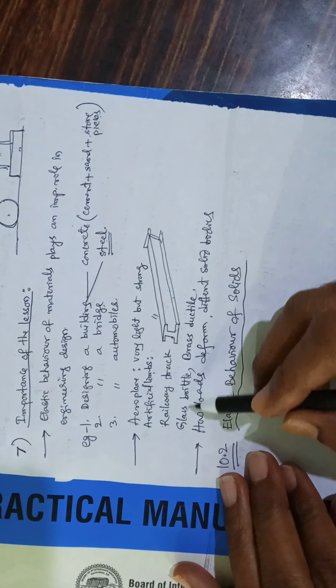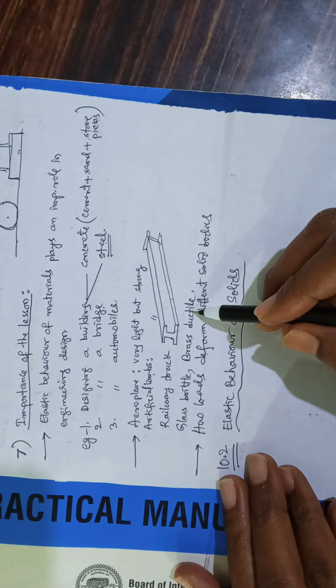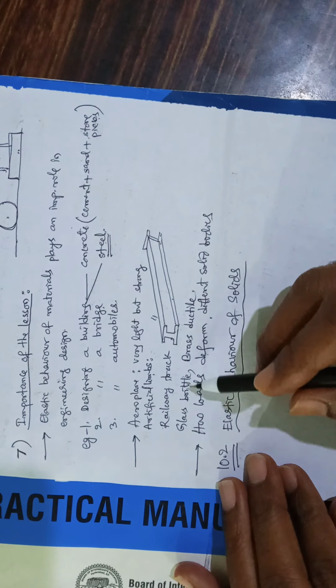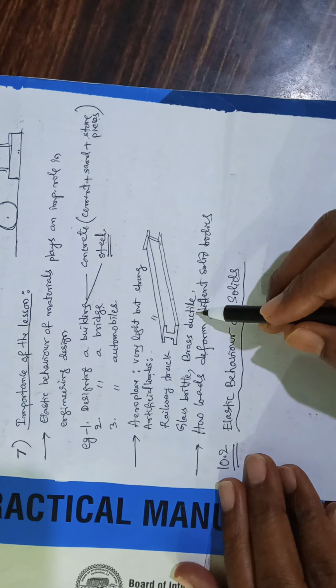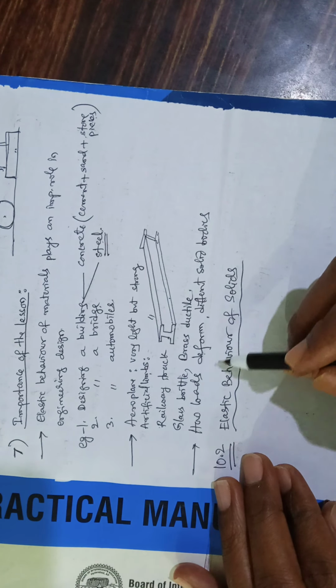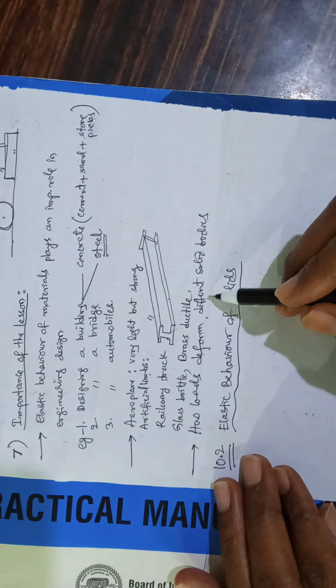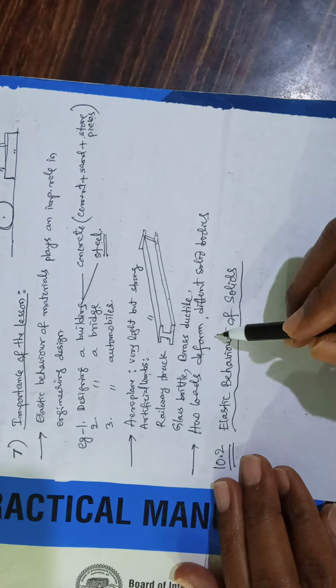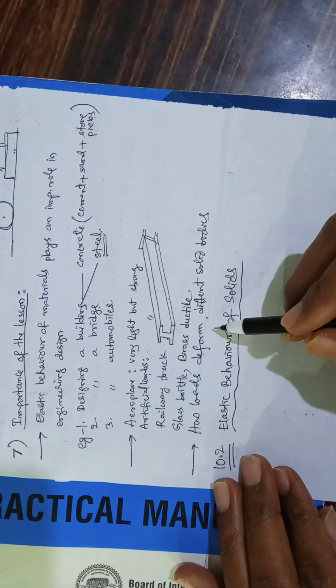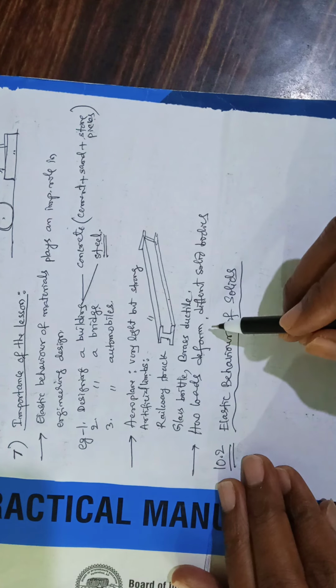And say the glass is brittle, brass is ductile. So what makes it brittle? What makes it ductile? That we should know. How loads deform different solid bodies. So we will be discussing all these things in this lesson.